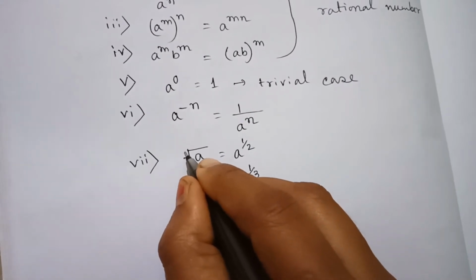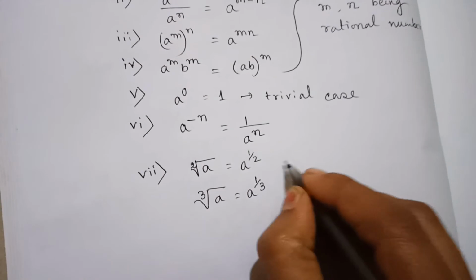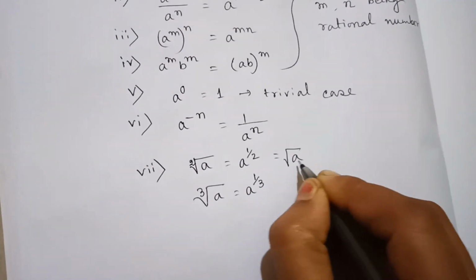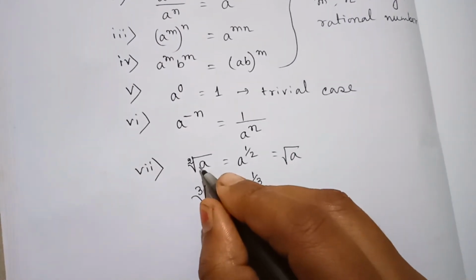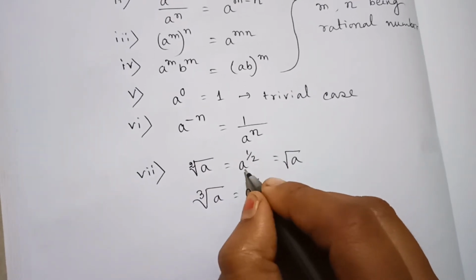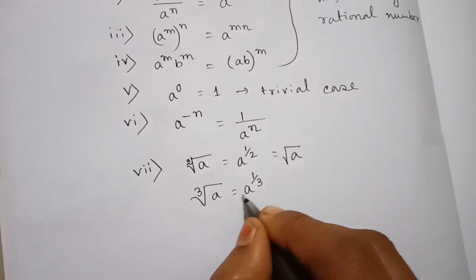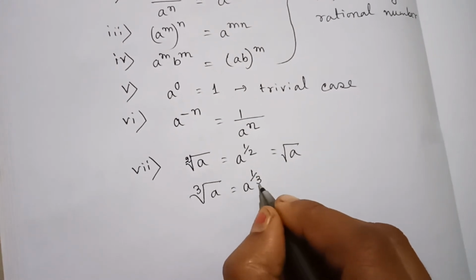Root a actually means square root of a, the second root of a, and then it will be a to the power 1 by 2. So cube root of a will be a to the power 1 by 3.